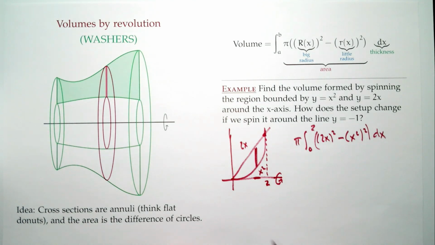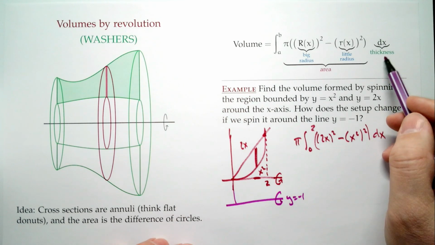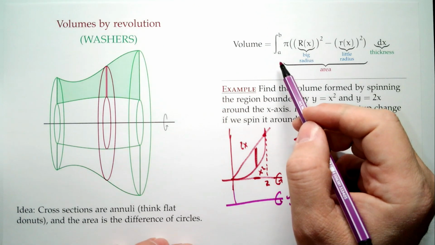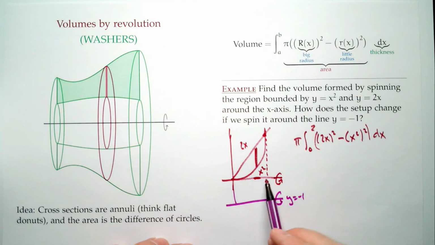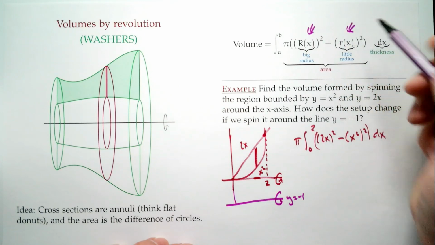But there's a quick question. What happens if we don't spin it around the x-axis? We spin it around this line. First question, is that legal to spin it around that line? Absolutely. You can spin it around any line. Okay, so what changes? Well, the thickness, does that change? No. Do our bounds change? No, because we're still going to the same x values. What changes is our radii. These are the parts that have changed.